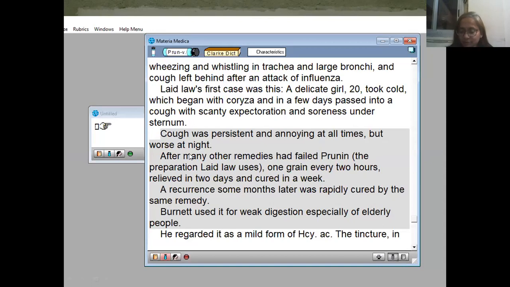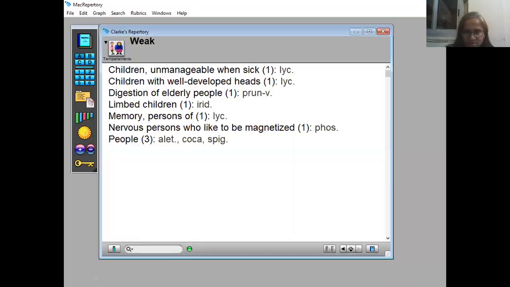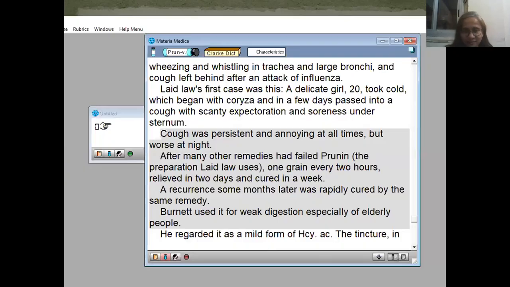So what did I do? I just saw this particular rubric: weak digestion of elderly people. Can you see Prunus? Okay, virginiana. So I prescribed Prunus virginiana because I saw that rubric, and that was very apt because he had weak digestion due to aging and cough which is on and off, aggravated at night. And Prunus is a very good remedy for persistent and annoying cough, especially worse at night.